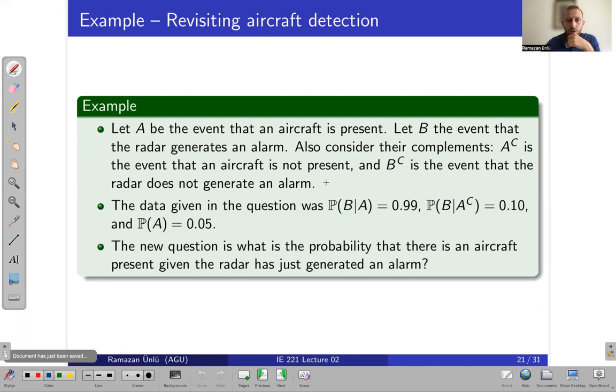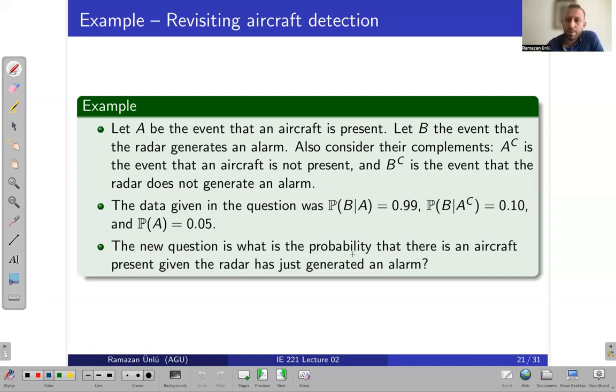Also, we defined A complement, which is the event that an aircraft is not present, and B complement is the event that the radar doesn't generate an alarm, right? And also we are given some information: probability of B given A is 0.99. Probability of B given A complement is 0.1. And probability of A is 0.05.